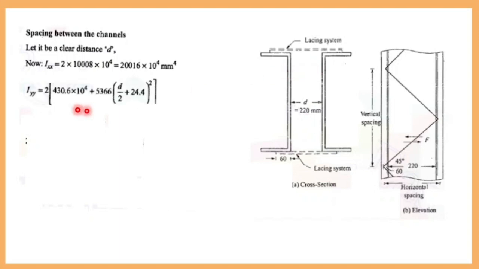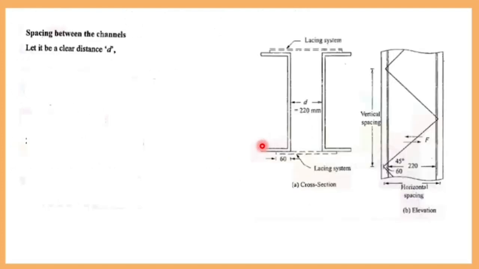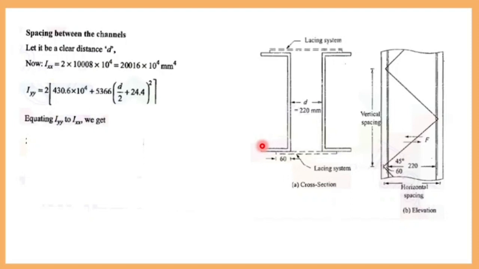How to find Iyy? 2 into... why are they multiplying by 2? You have two channel sections. 2 into, what is the Iyy value? They have given it in the steel table. Iyy is 430.6 into 10 power 4. So 430.6 into 10 power 4, this is the moment of inertia, plus area, 5366, into distance square. Now what is your distance?